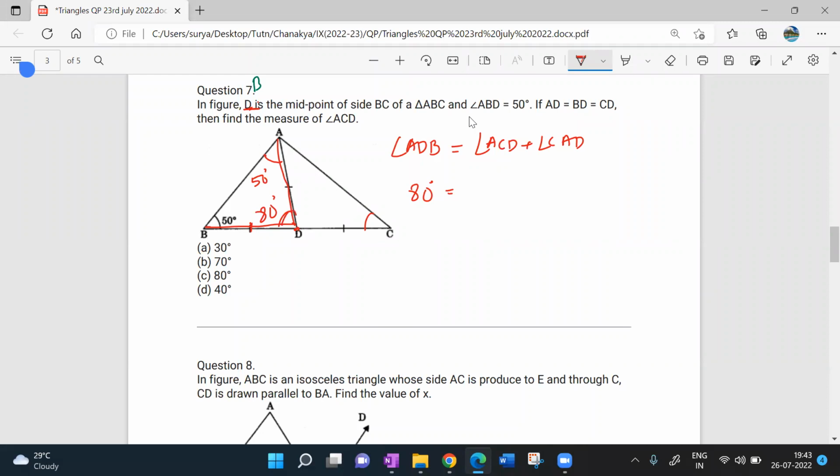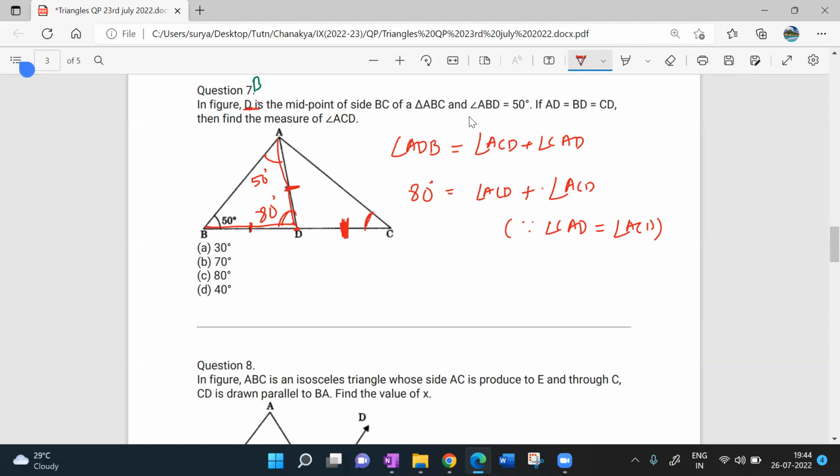So can I say ACD is what? ACD we need to find out. So it's 40. CAD is what? They're isosceles, equal angles, so 40 plus 40, 2 ACD is 80, and 80 by 2 is 40. CAD is equal to ACD. Why? Because angles opposite to equal sides are equal. This is the equal side.